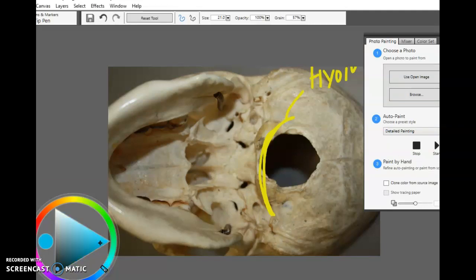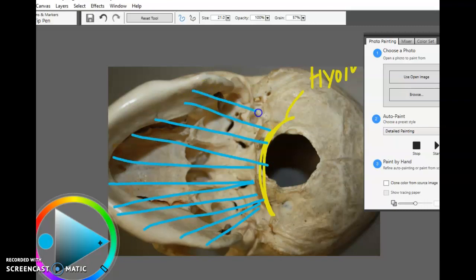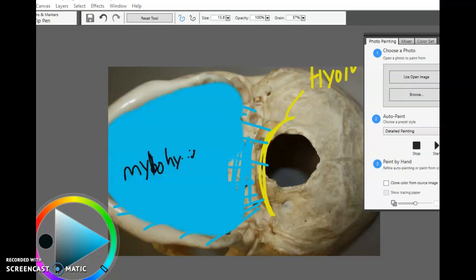We're going to first have the mylohyoid. This is making up the entire floor of your oral cavity. So this is the mylohyoid. And it is going to come down and attach to your hyoid bone. So I'm going to color this in. So that's the mylohyoid. So we're going to go back to our weird view now.